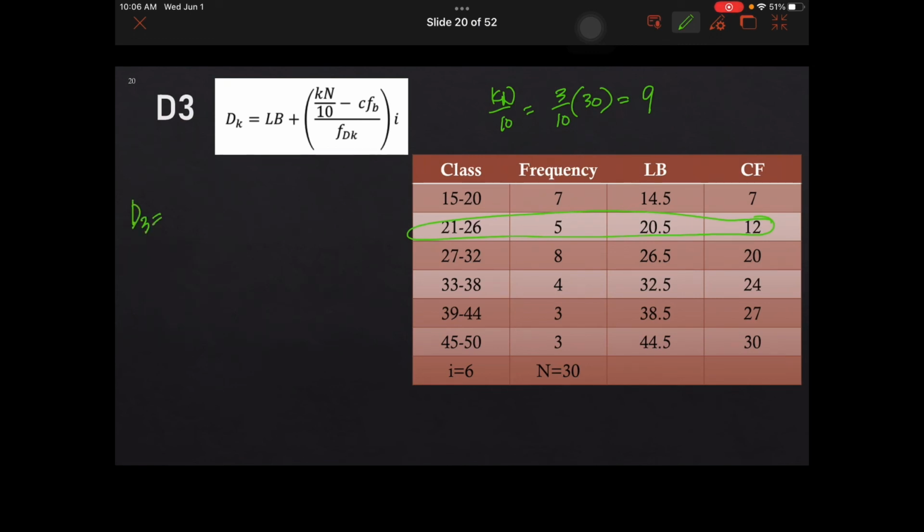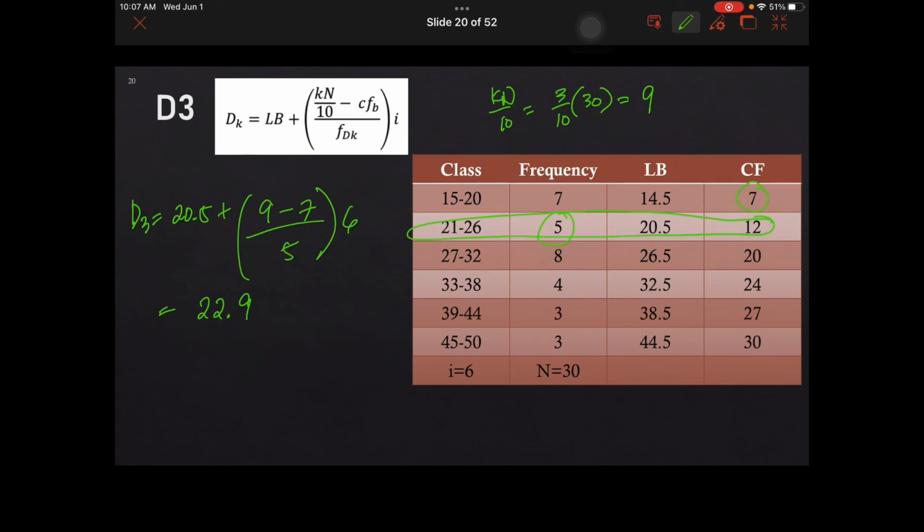So, gamitan na po natin lower boundary, 20.5 plus position, 9 minus cumulative frequency before divided by frequency of the class times 6. We will get 2/5 times 6 plus 20.5, 22.9. So, ito mga anak. Alam ko na ang instinct ninyo is magra-round up tayo. Kasi 22.9, malapit na siya sa 23. Pero dahil tao yung pinag-uusapan natin, kahit 0.9 yan, hindi pa rin yan buong tao.